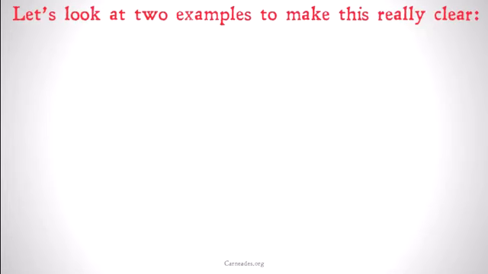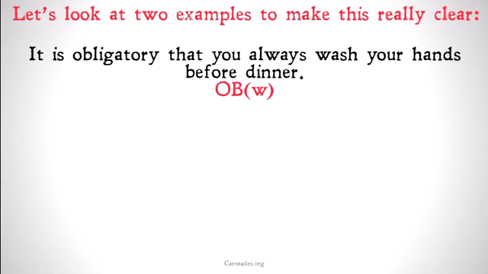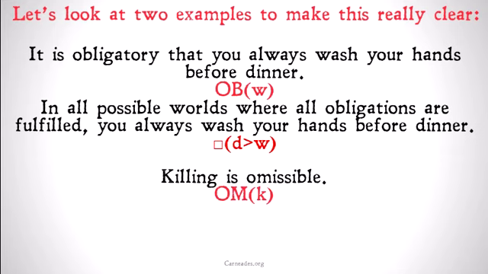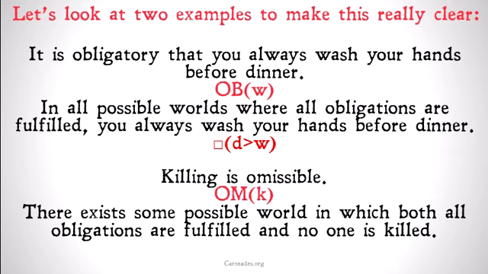To understand this even better, let's look at a couple of examples. So let's say it's obligatory that you always wash your hands before dinner. Obligatory W: in all possible worlds where all obligations are fulfilled, you always wash your hands before dinner. So it's necessary that if all obligations are fulfilled, then you wash your hands. Killing is omissible, OMK. There exists some possible world in which both all obligations are fulfilled and no one is killed. That's what we're saying here. It's possible that all obligations are fulfilled and there's no killing.